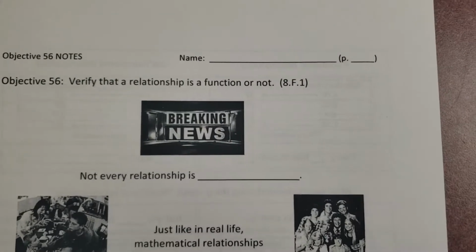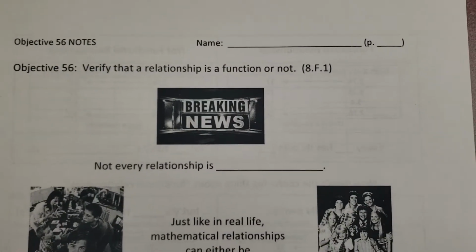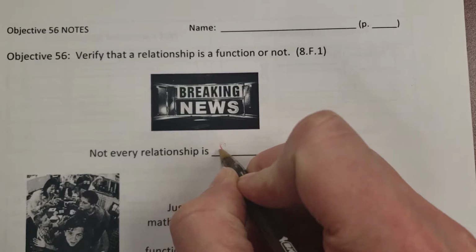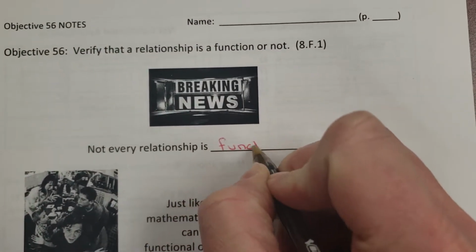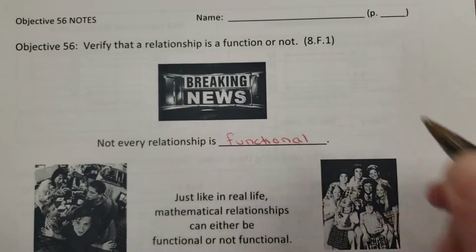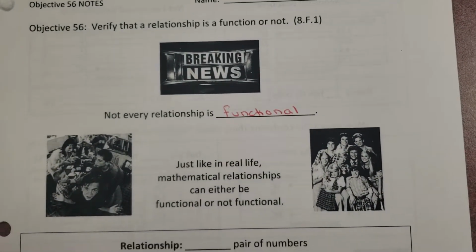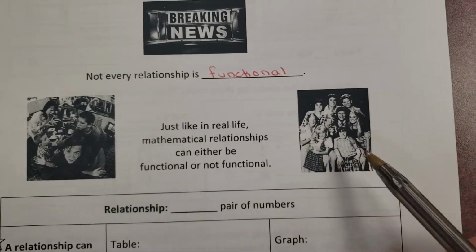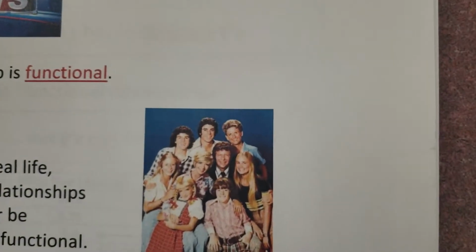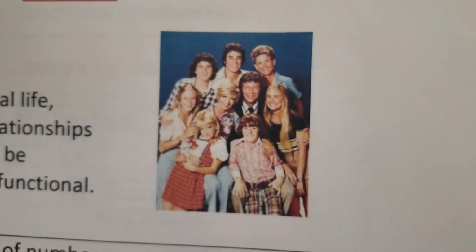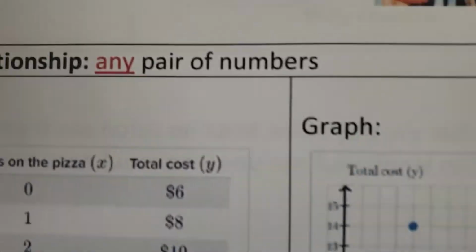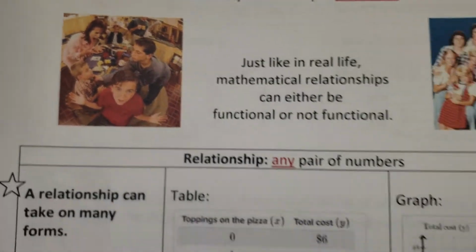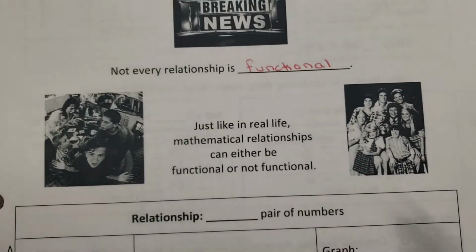So, newsflash, I don't need to tell you that not every relationship is functional. In math or in life, right? And that's how life goes, right? And so, just in real life, mathematical relationships can either be functional. I don't know if you can tell who this classic family is. I can show you my picture. Looks a little bit better in color. Who's that? Extra credit if you know that's the Brady Bunch. How about these guys? Do you know them? I think that's Malcolm in the Middle. That's an old one. Anyway, that didn't print too well for you.